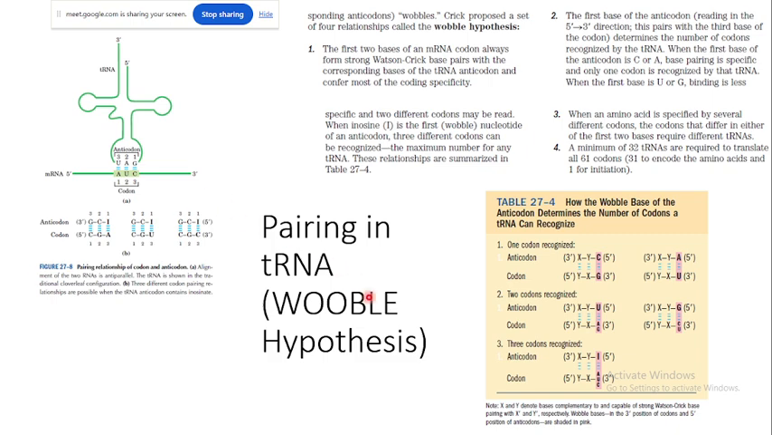Now you will see how this pairing of tRNA happens. That is a hypothesis called the wobble hypothesis. So Crick proposed a set of 4 relationships which is called the wobble hypothesis. So the first hypothesis states that the first 2 bases of the mRNA codon always form strong Watson-Crick base pairs with the corresponding bases of the tRNA anticodon, right? So the first 2 bases of the mRNA will pair with the corresponding bases of the tRNA.